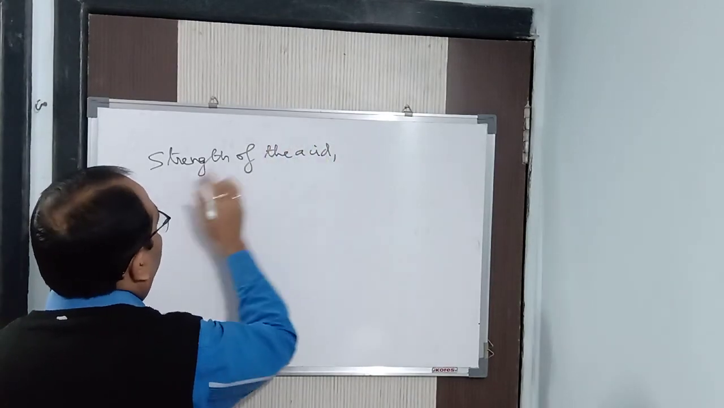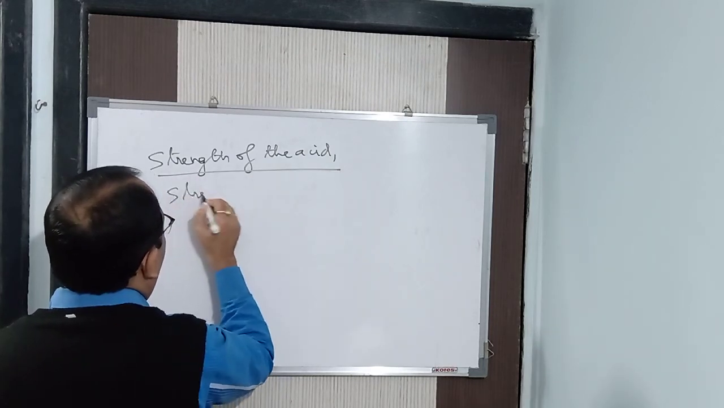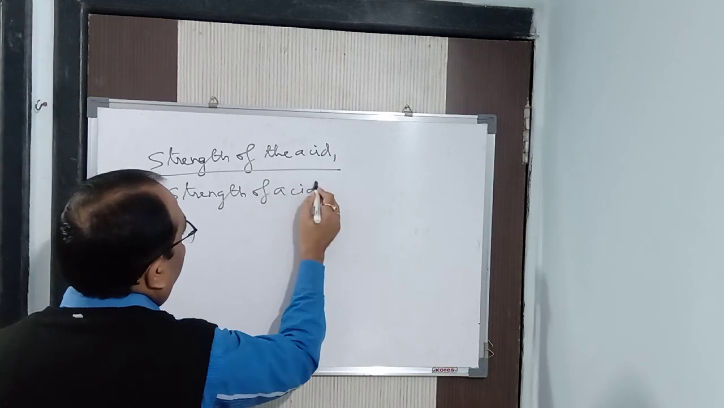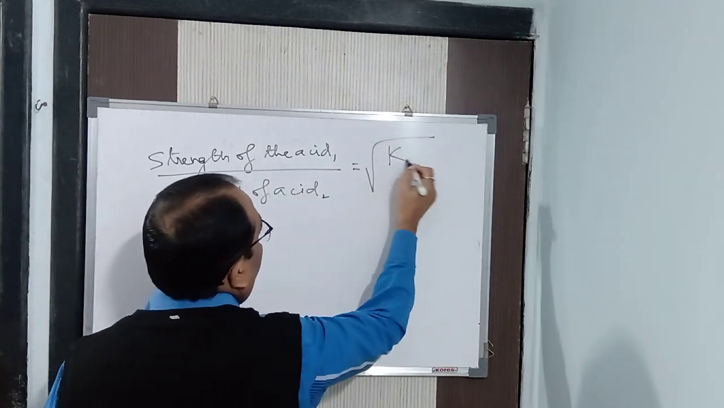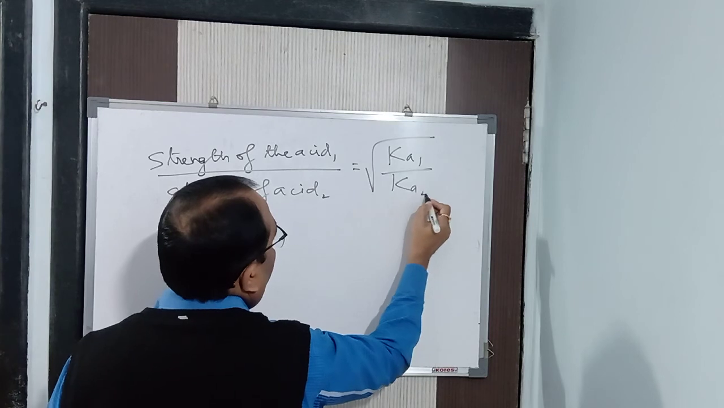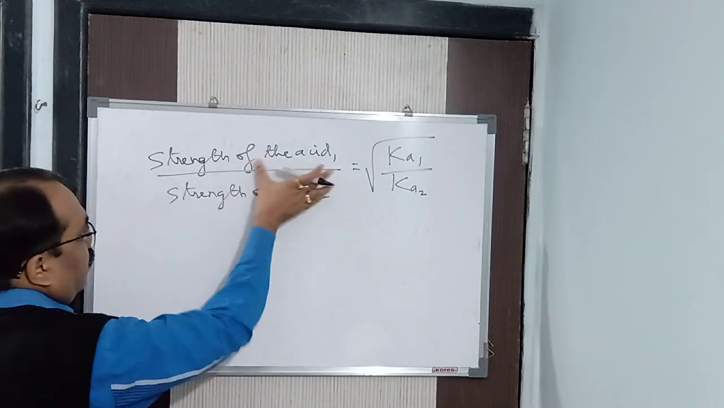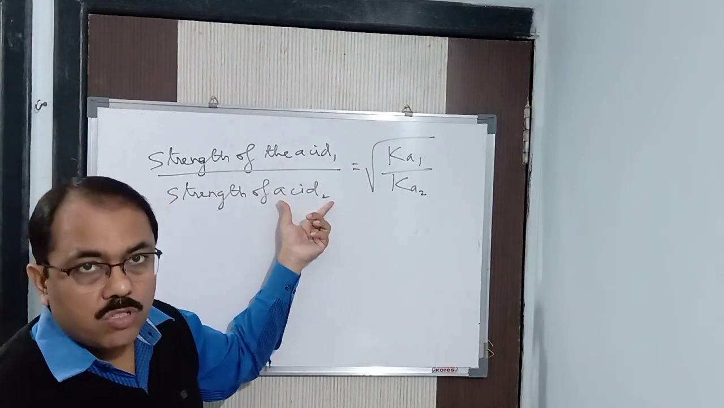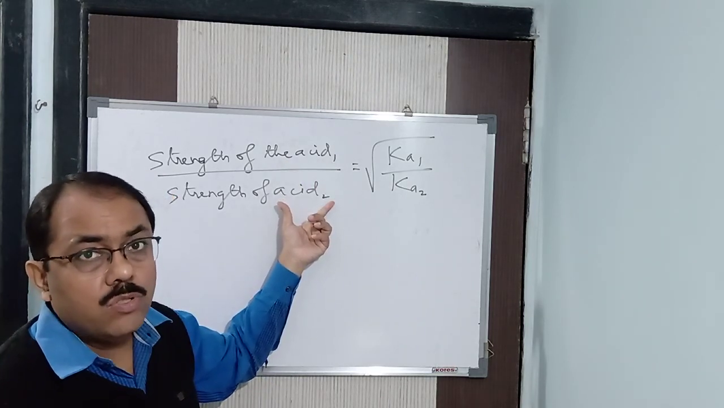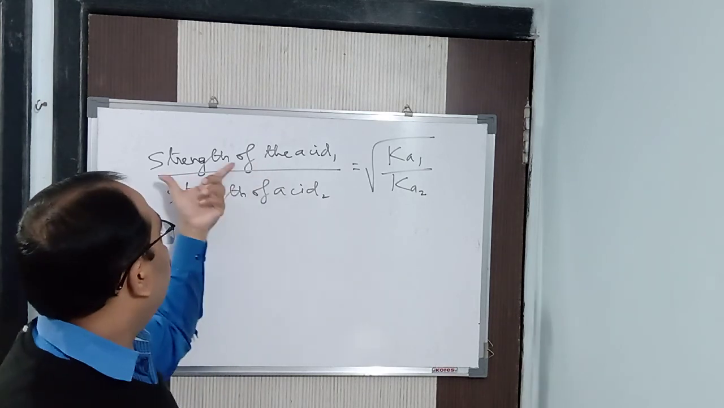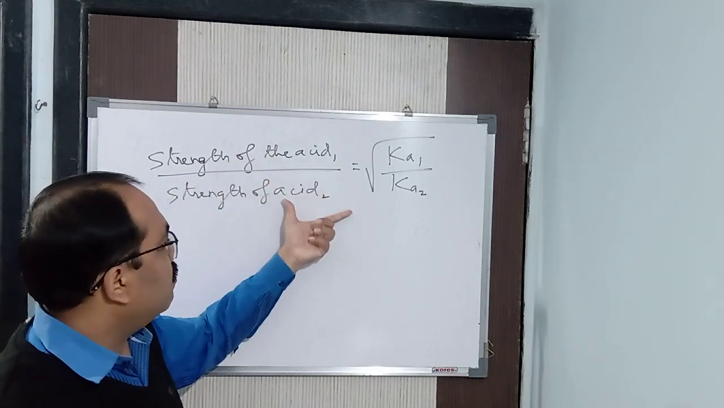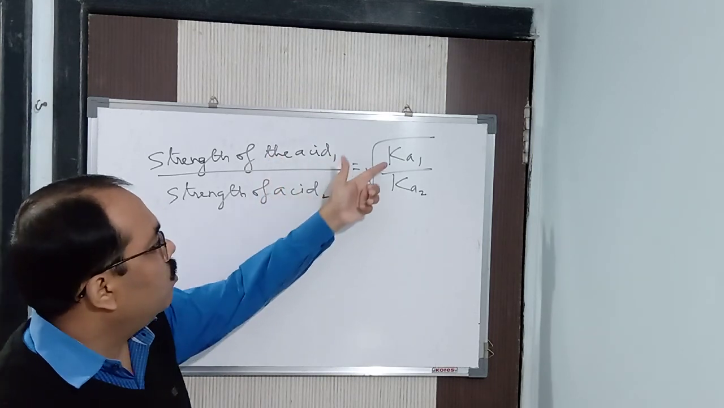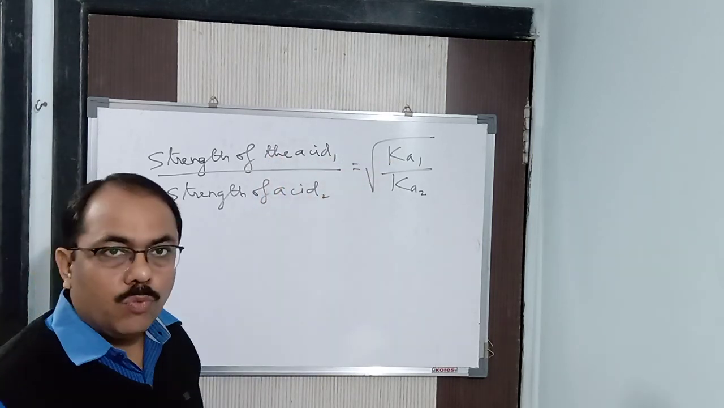Strength of the acid 1 by strength of acid 2 is equal to root over Ka1 by Ka2. Similarly, acid 1 means HA1 and acid 2 means HA2, because in general for acids we use the HA symbol. Similarly, for the base, strength of base 1 by strength of base 2, means strength of BOH1 by strength of BOH2, is equal to root over Kb1 by Kb2.